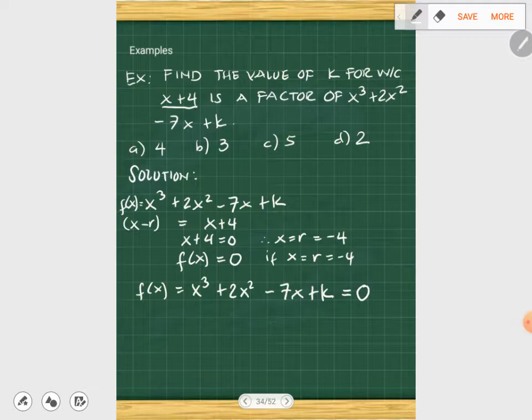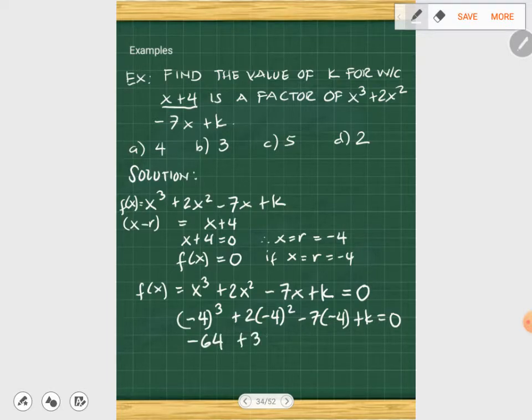Okay. So, substitute natin yung value nung x equals r equals negative 4. So, this becomes negative 4 cubed plus 2 times the negative 4 squared minus 7 times the negative 4 plus nung k equal 0. This becomes negative 64. 2 times 16, that is 32. 7 times 4, this is positive 28. And we have the value of k equals 0. So, therefore, yung k equals 4. Okay?